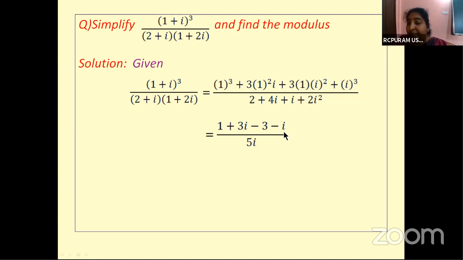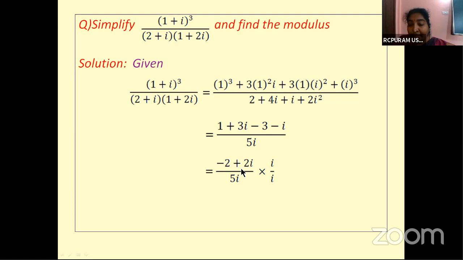i cube is minus i, divided by 2i square. i square is minus 1. Minus 1 into 2 is minus 2. So the 2 and 2 get cancelled. You are left with 4i plus i, which is nothing but 5i. Okay. Now still further, 1 minus 3 gives you minus 2. Then 3i minus i gives you 2i, divided by 5i.